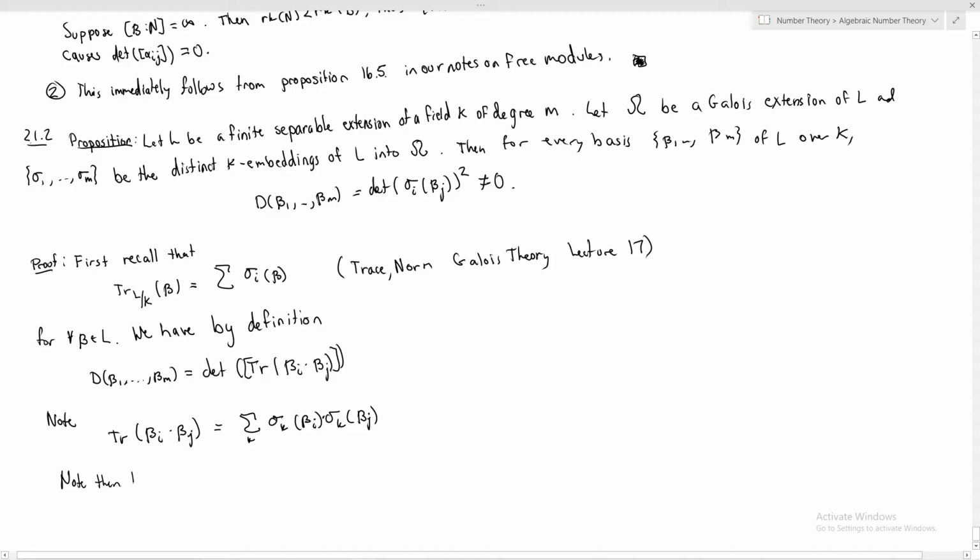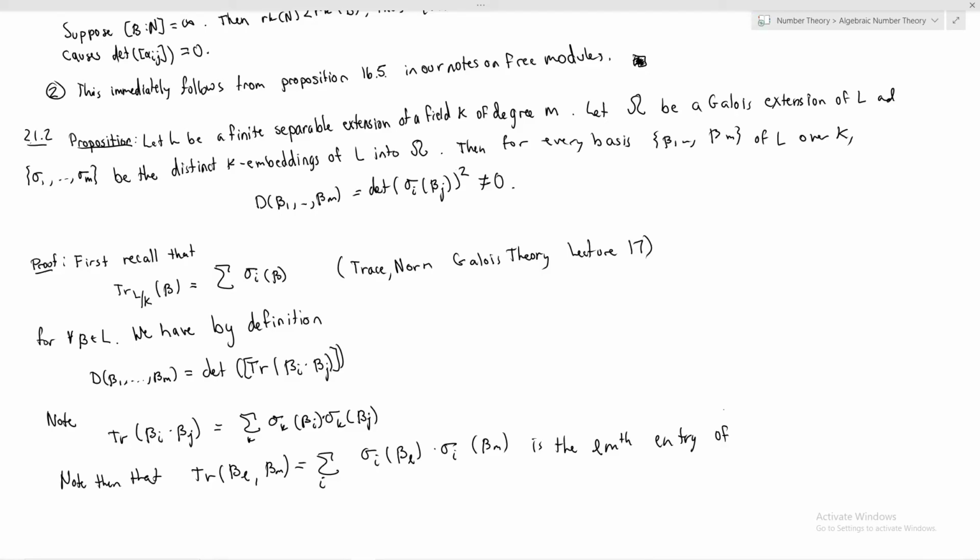Note then that something like the trace of beta L beta M, which is, I'm just changing the variables here so that it makes it easier for me to think about, the sum over I of sigma sub I beta L times sigma sub I beta M, is the Lm entry of the product of the following two matrices.